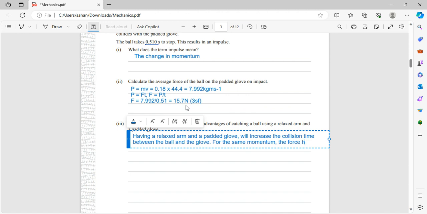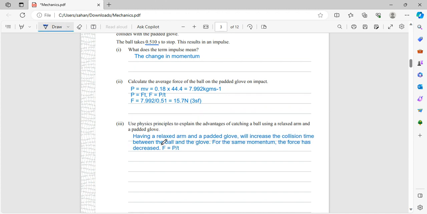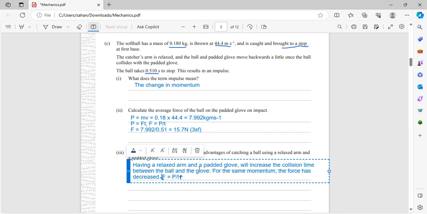the force has decreased. And you have to show this with an equation. So F equals P over T. And over here, let me see if I can draw the arrows. Yeah. So you'd show an arrow downwards and then an arrow upwards to show that increased time means less force. I always do that on the paper so that they know that I can link the equation to what I'm talking about.